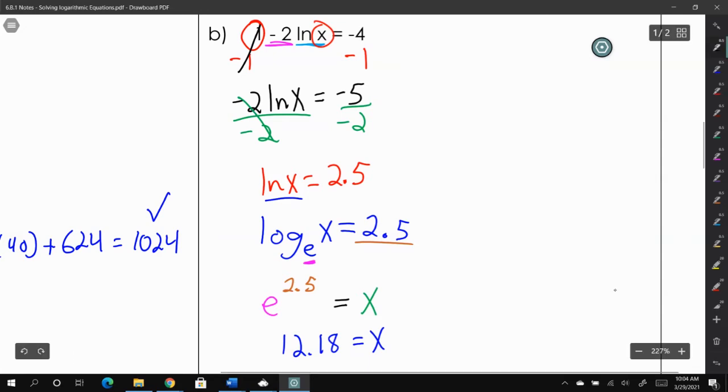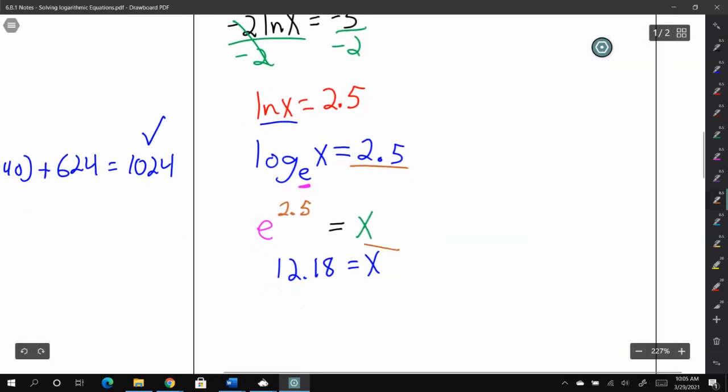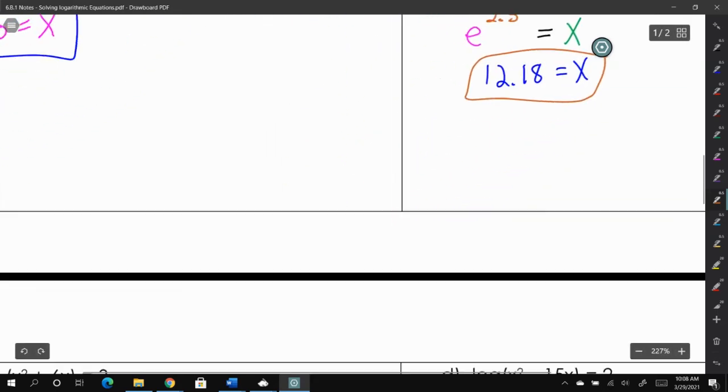It doesn't matter that it equals a negative number. All that matters is that when I plug in x, I don't have a negative value inside my log. That's the only thing that matters. So this will be our answer. All right, so let's look at the next page.